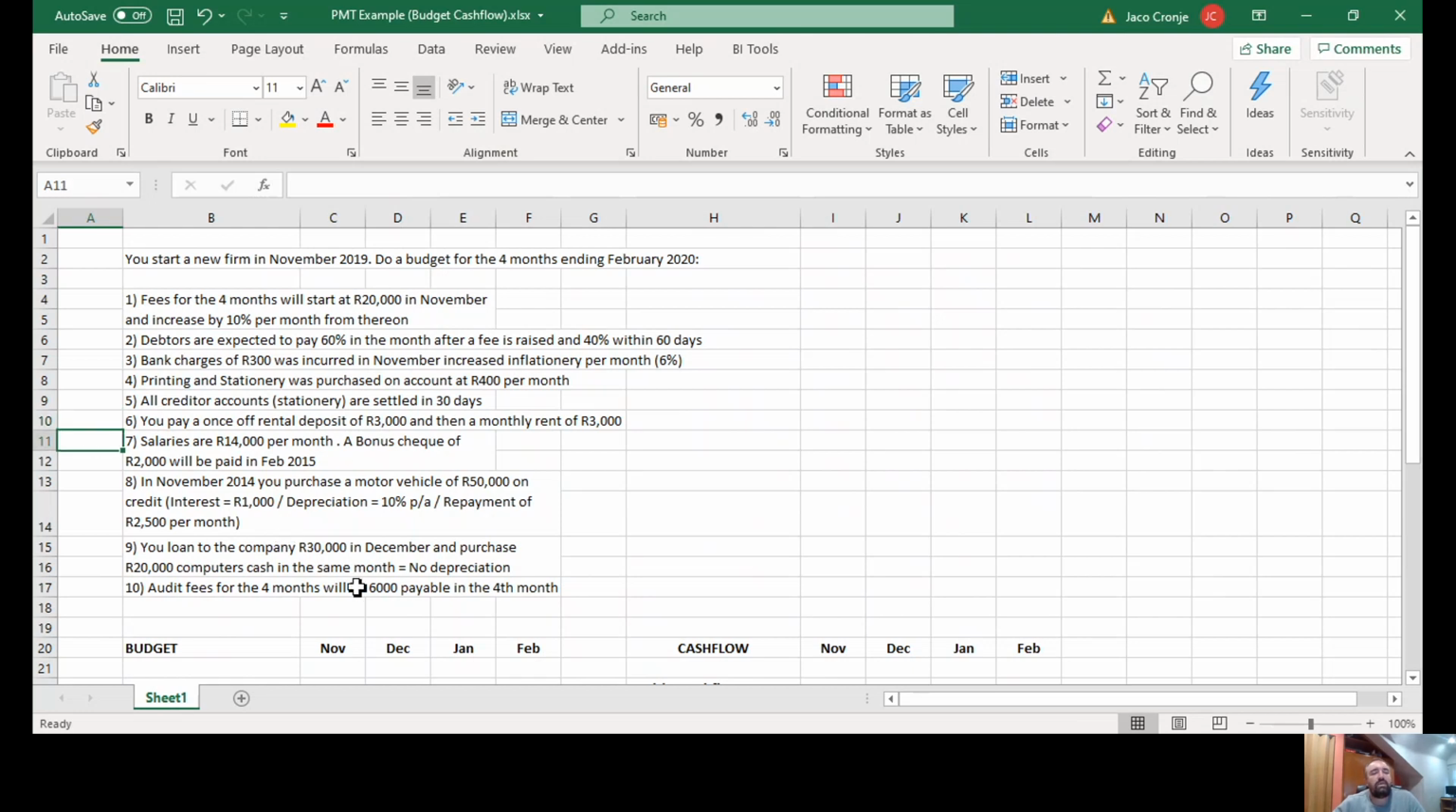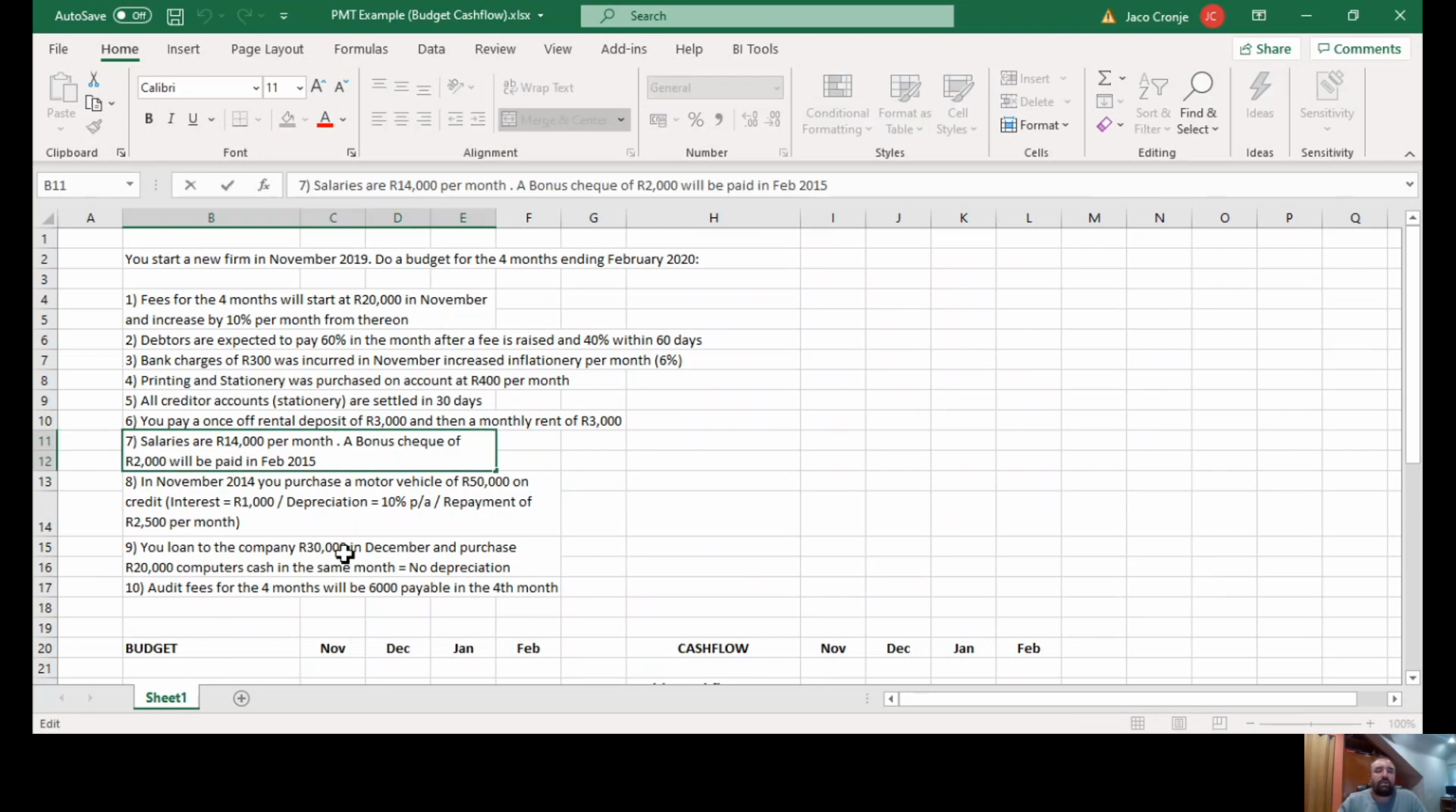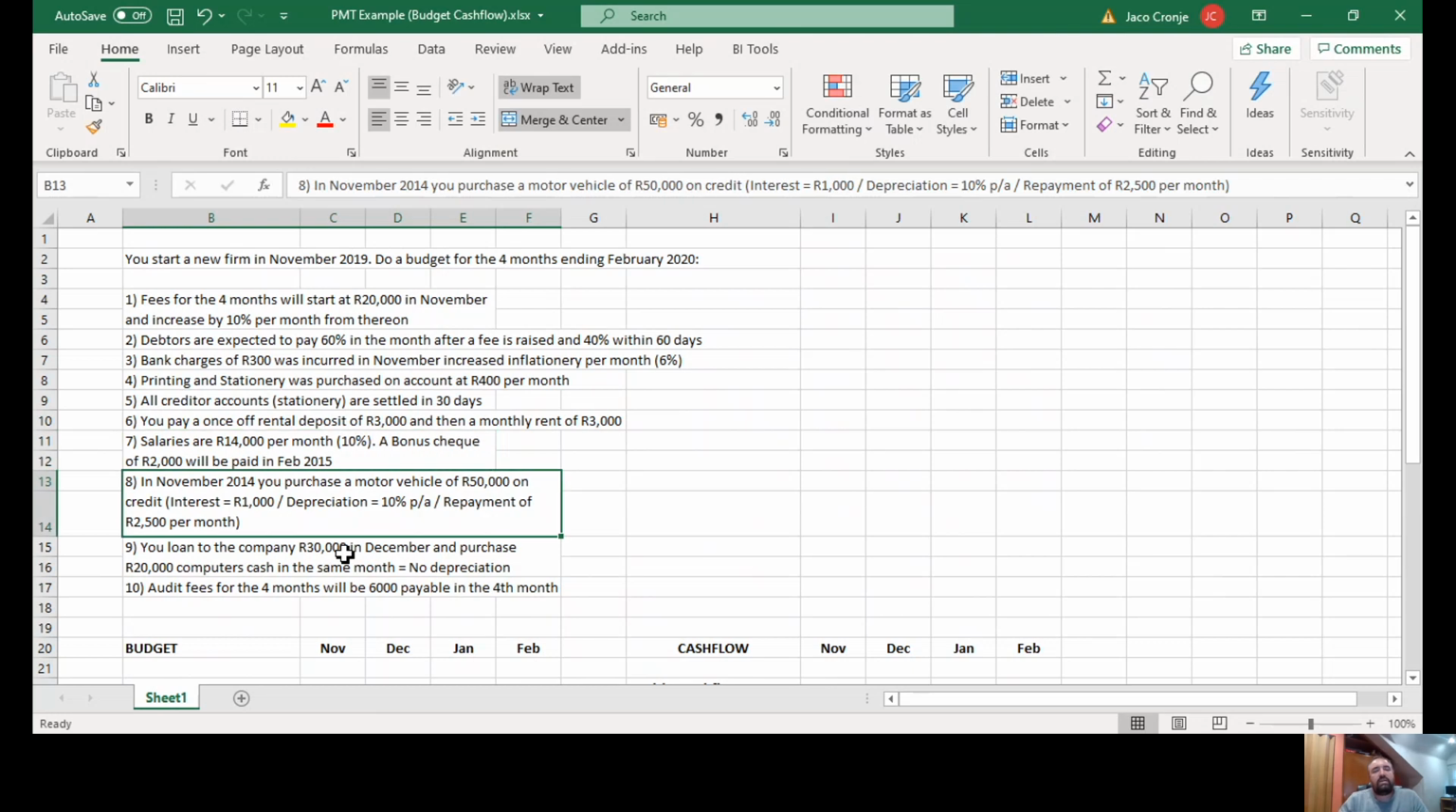Okay, now we get to salaries. Salaries are 14,000 Rand per month. A bonus check of 2,000 will be paid in Feb. And I just want to add one thing here and say that this guy falls in the 10% tax bracket.